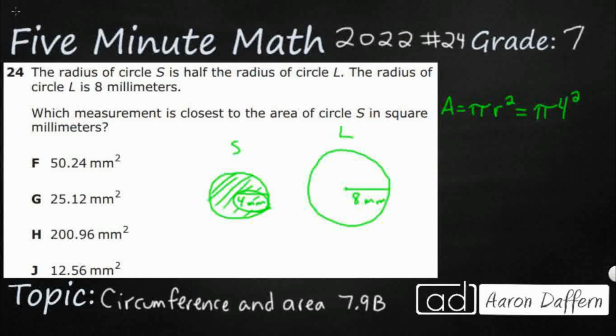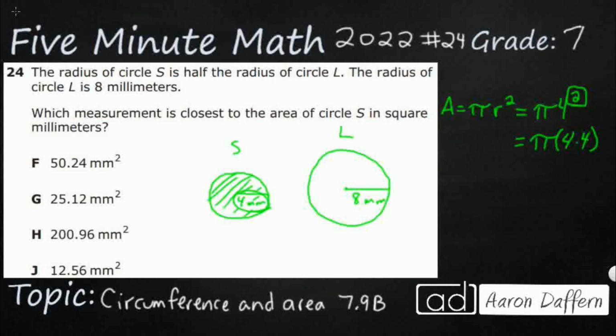Now, we need to be very careful here. 4 squared does not mean 4 times 2. That does not equal 8. 4 squared is 4 times 4. So watch this: pi times 4 times itself. That's what exponents mean. You're multiplying a number by itself, and a squared right here means you're simply multiplying it by itself twice.